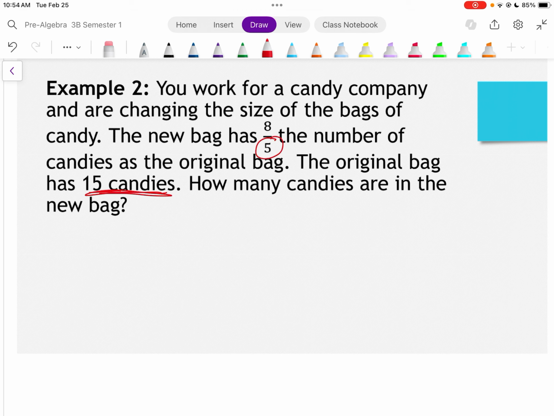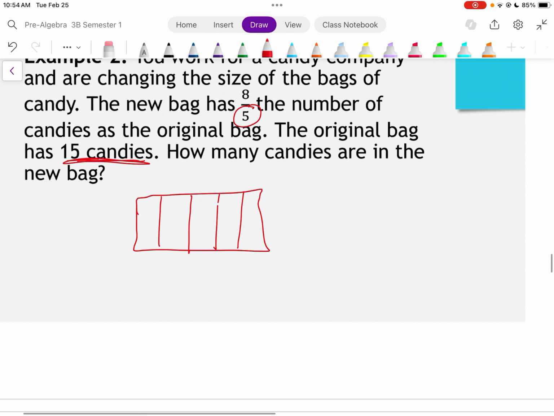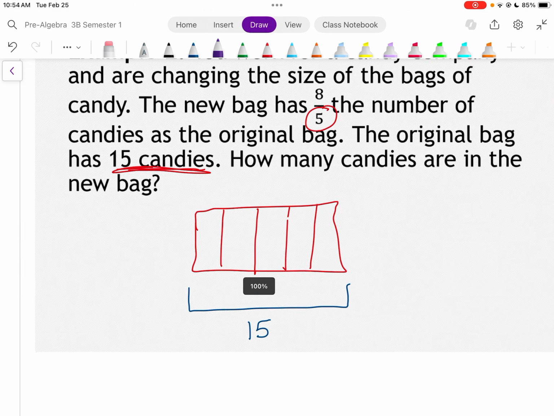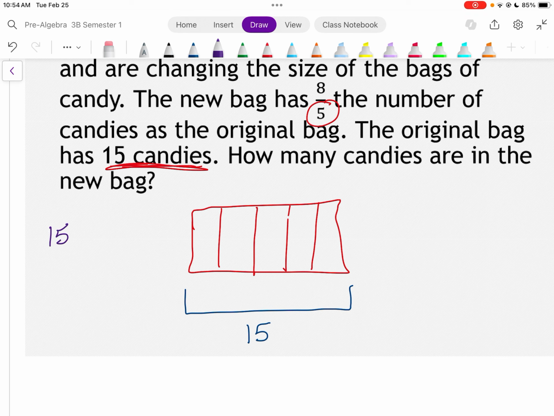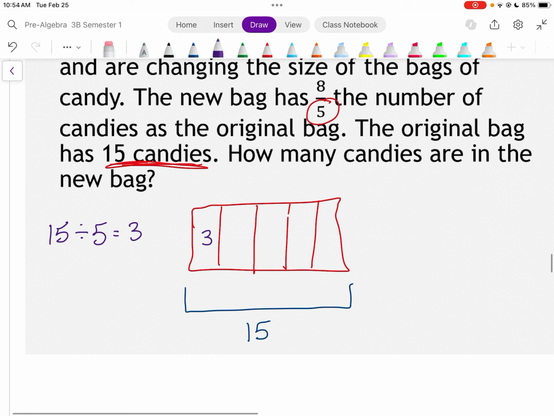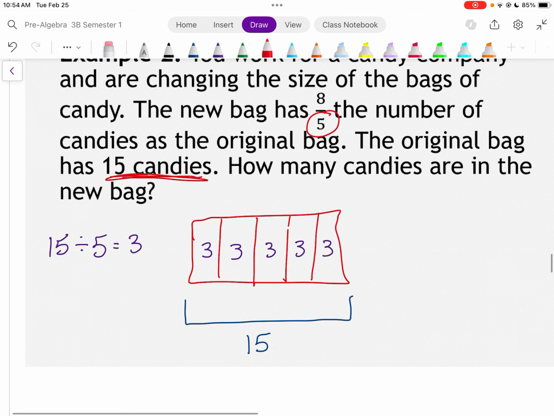So remember, our denominator tells us how many parts the original bag was split into. So this one was split into 5. So we have 1, 2, 3, 4, 5. And in our original bag, we had 15 candies. So to figure out how many candies were in each part, we are going to take the original amount, 15, divided by the number of parts, 5. And that will give us 3. So that means there were 3 candies in each part of our original bag.